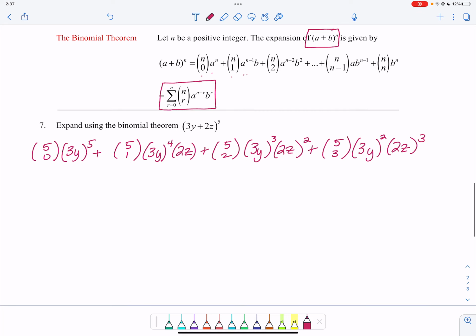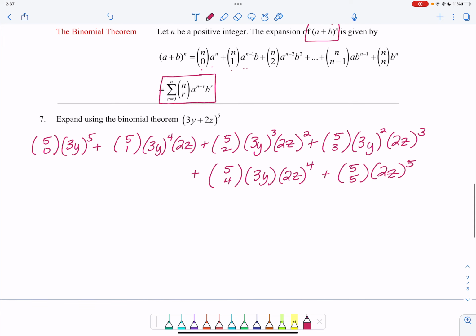And I'm just going to continue on this line. So now we have 5 choose 4. 3y is just raised to the first power now. And 2z is raised to the fourth. And then we have 5 choose 5. And we've already talked about that's going to be equal to 1. And then we have 2z raised to the fifth power.